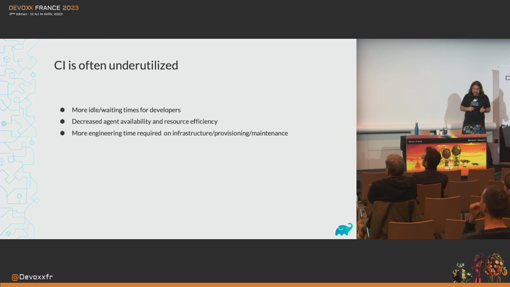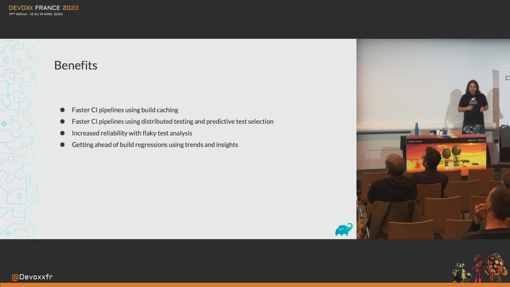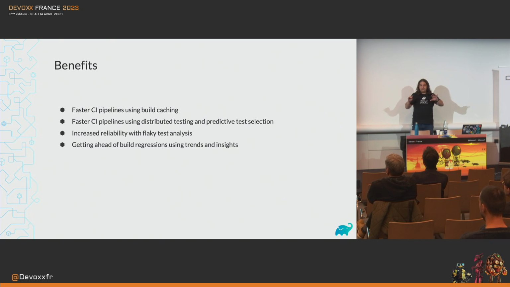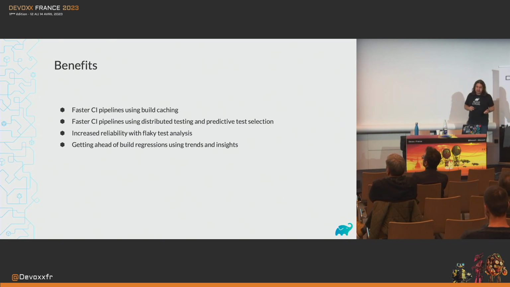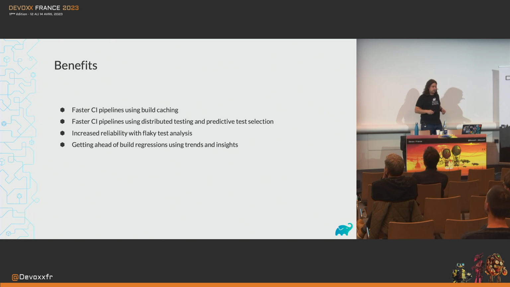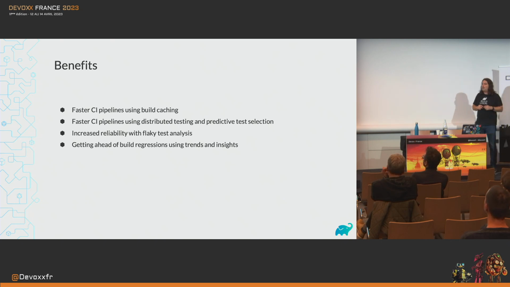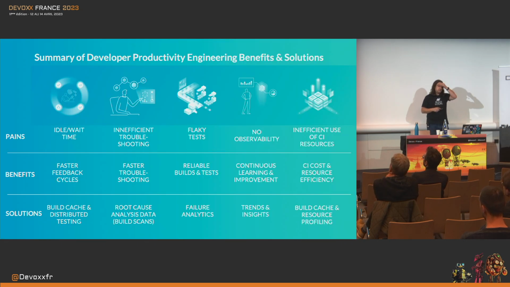Decreased agent availability, resource efficiency, and then more engineering time required on infrastructure provisioning maintenance. So we want faster CI pipelines using build caching. Remember, again, we saw the nice architecture where we have CI actually populating a remote cache, which works great for ephemeral nodes. Faster CI pipelines using distributed testing and predictive test selection. Again, all this stuff, yes, it works locally, but it works in CI too, right? So CI is going to be able to optimize the test set using predictive, and it's going to be able to distribute its tests in parallel if it wants to. Increase reliability in general with flaky test analysis, and then getting ahead of build regressions with trends and insights.